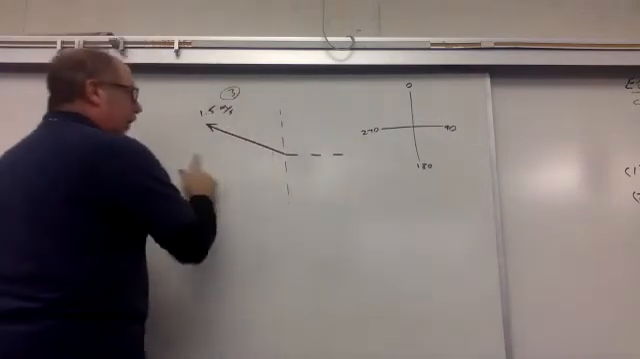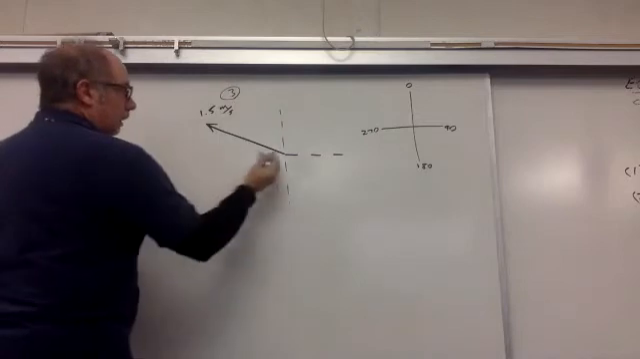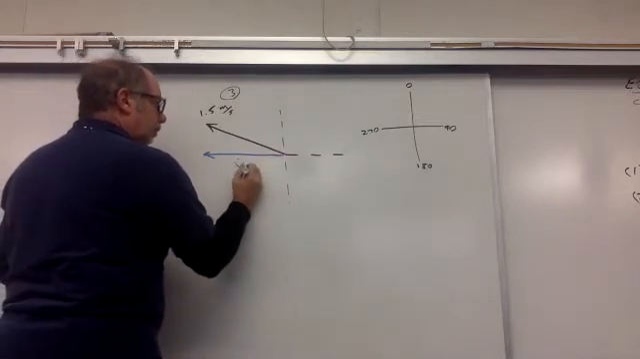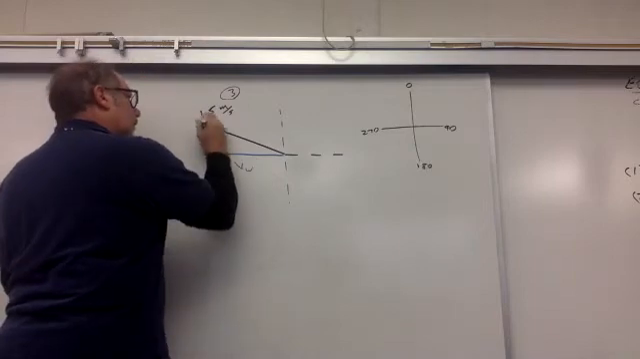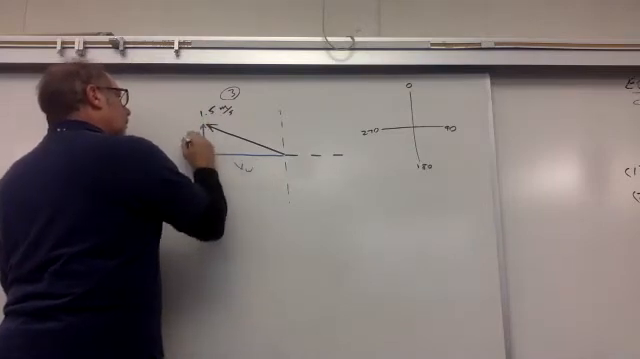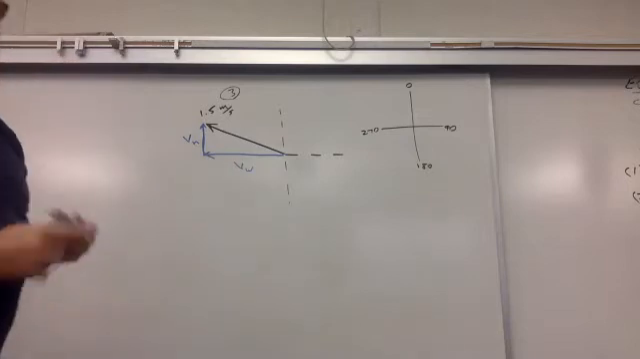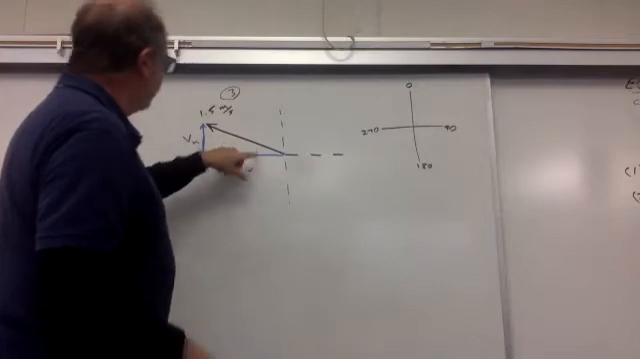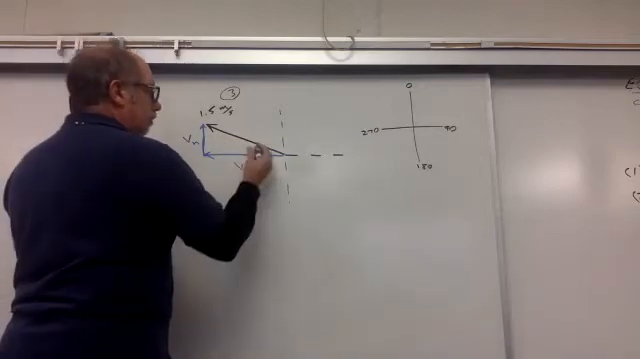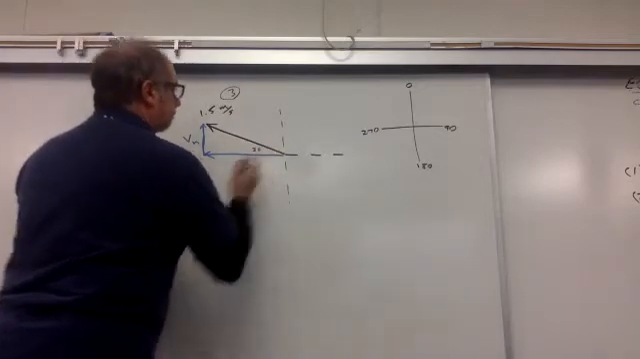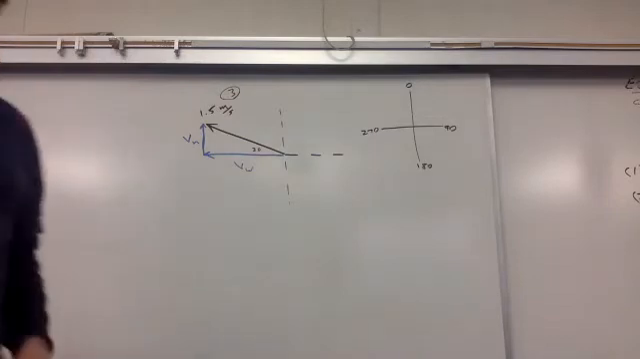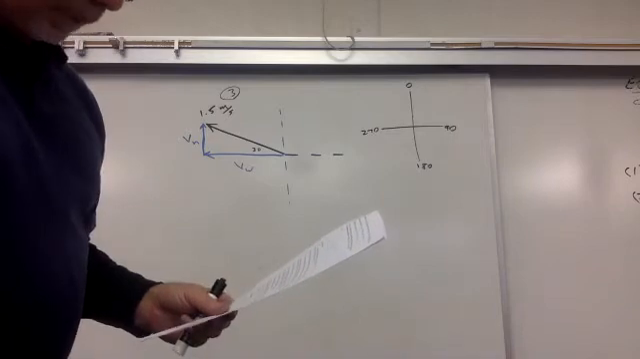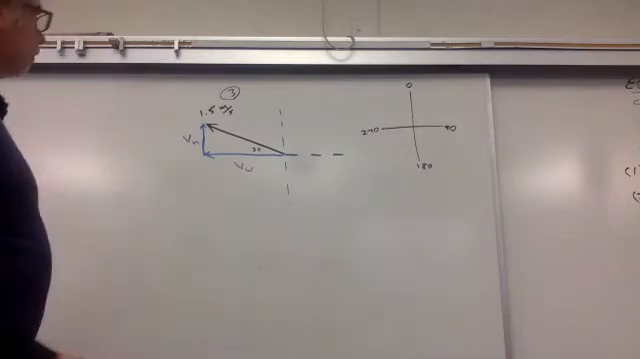Okay, so I'm going to draw in the components. There's the westward component. That's the northward component. And I have a triangle. That little angle there, 300 degrees minus 270, is 30. So I have a little vector triangle there, right? And then what do I want? I want each component, so SOHCAHTOA.